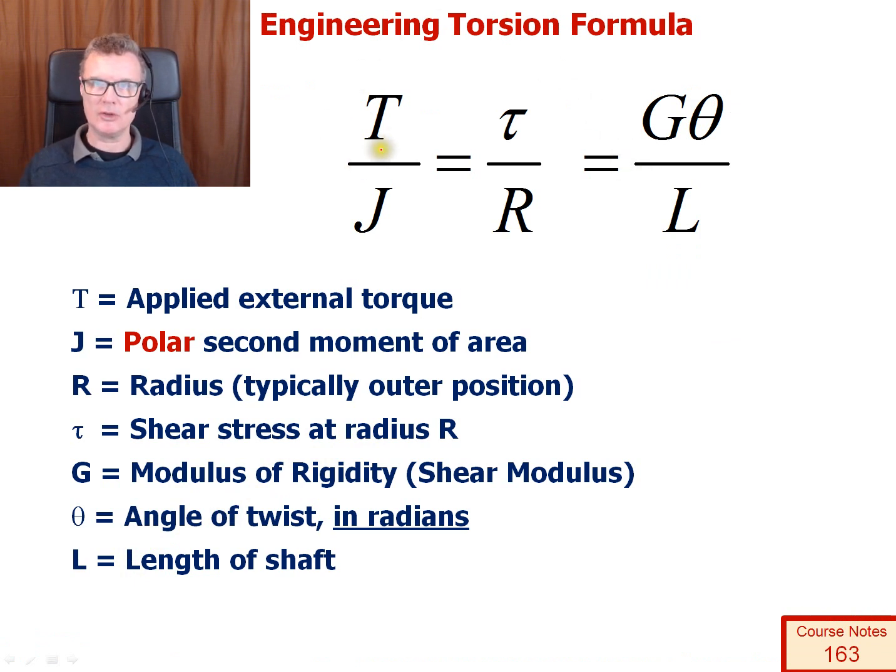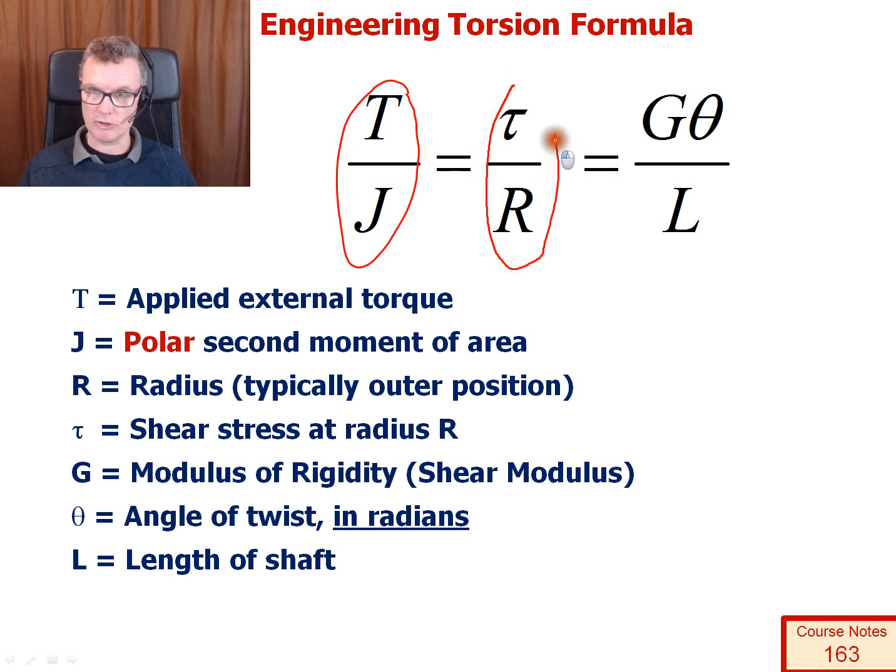So you should have your torque divided by your polar second moment of area. That's your first column. Your next column is your shear stress divided by the position where you're measuring your shear stress. And your last column is the shear modulus times the amount of twist that you got divided by the length of the shaft. So that's what you should have.